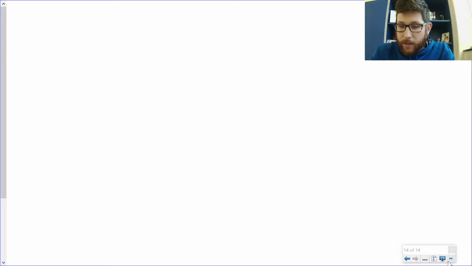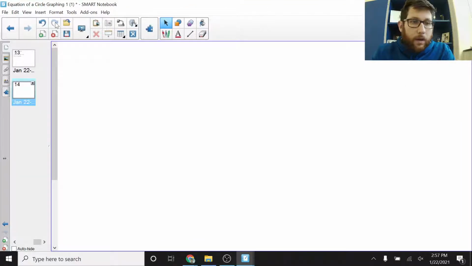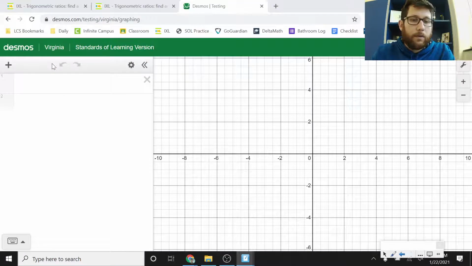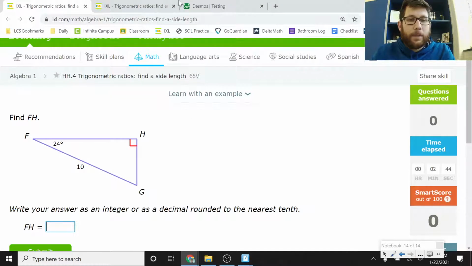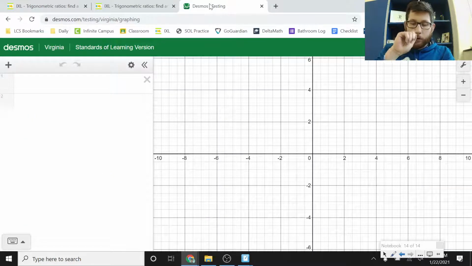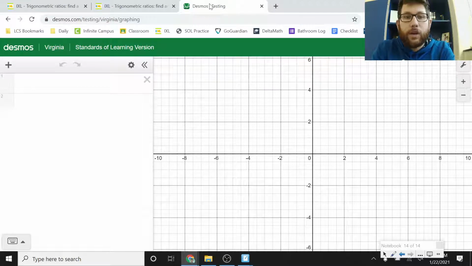Give me one second here to set this up. There we go. All right, so before we start, there's one really important thing we need to talk about. You need to be in the Virginia version of Desmos. It should be green across the top, and it should say the word Virginia. If not, you can go to this address right here, desmos.com/testing/Virginia/graphing, or you can click on the link that I have in Google Classroom.